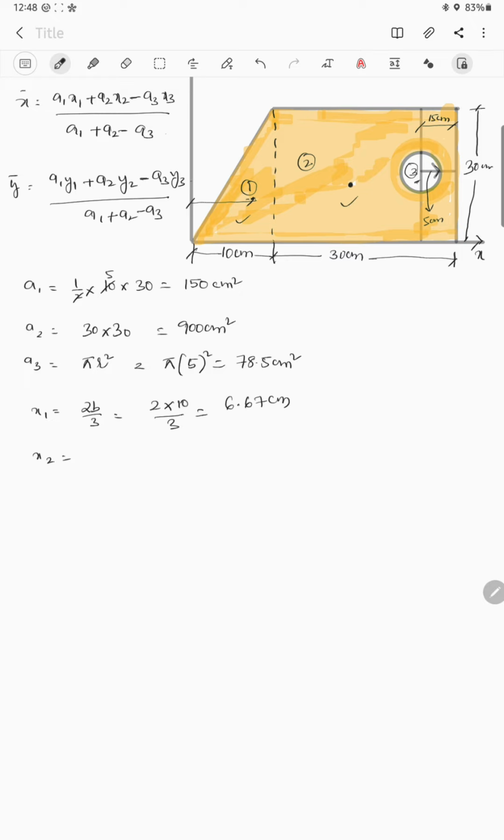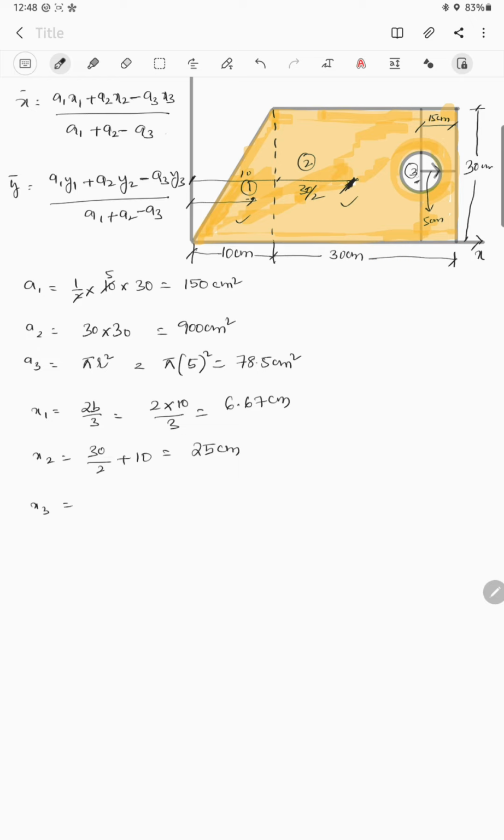What about x2? Suppose the centroid of this square is somewhere here. If we are calculating x bar, then we have to take the distance from the center to the y axis. So this is 30 by 2. This distance is 30 by 2 plus 10, which is equal to 25 centimeter.